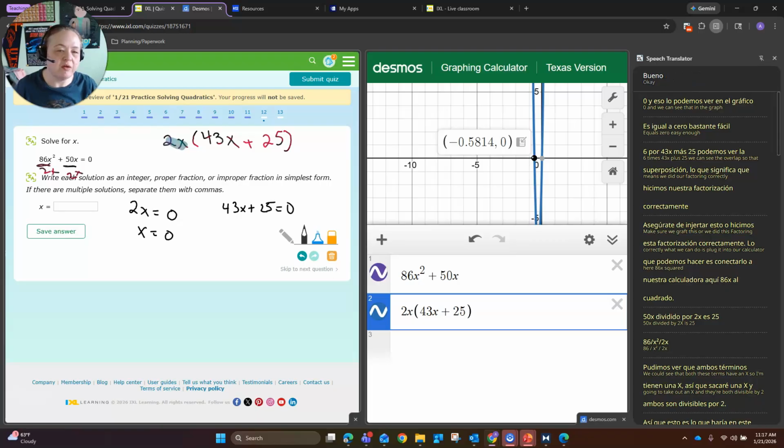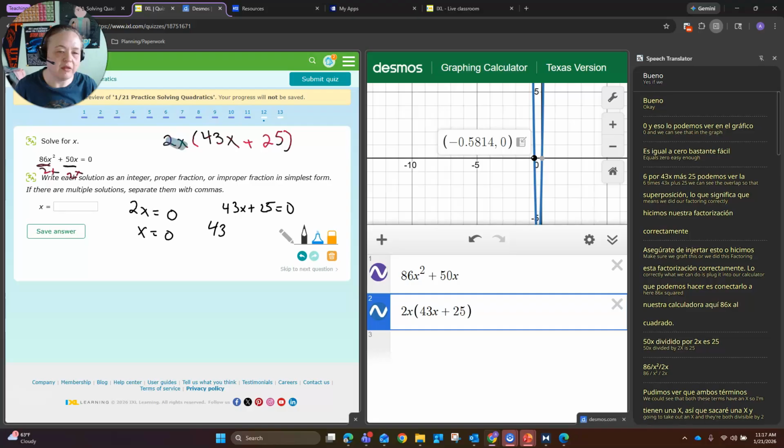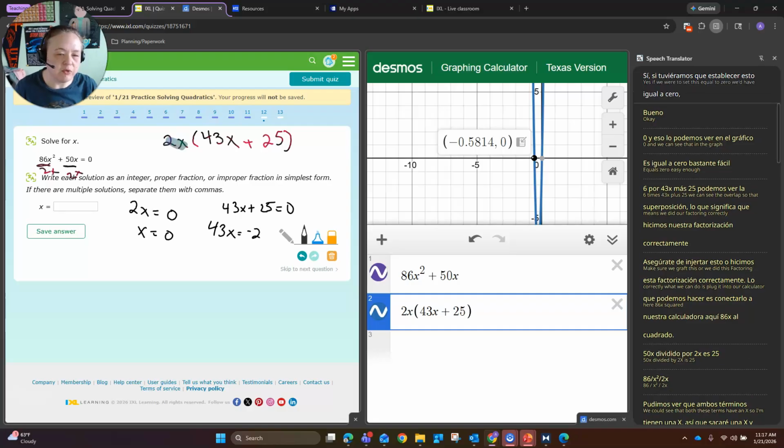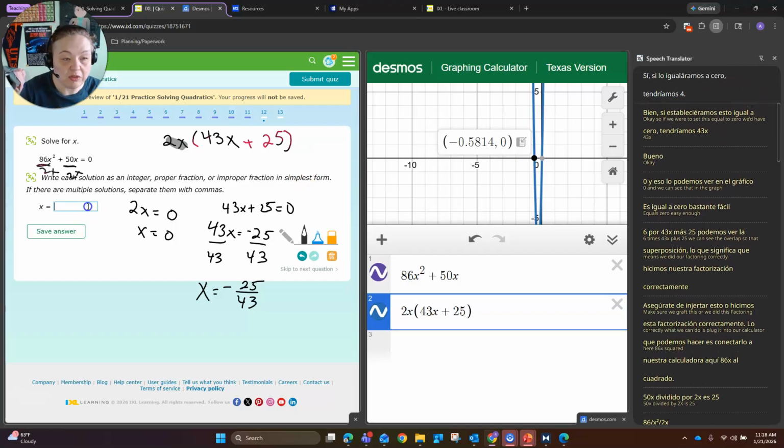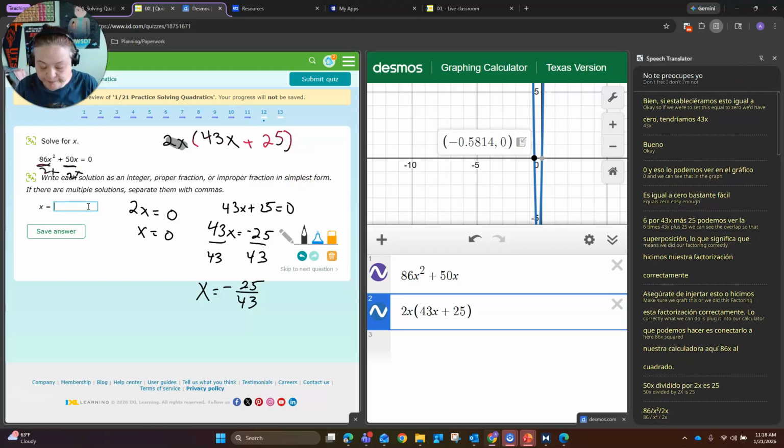Okay, so if we were to set this equal to 0, we'd have 43x is equal to negative 25, so x is negative 25 divided by 43. For a precise answer, it should be negative 25 over 43. Right? If it marks it wrong, it marks it wrong. Don't fret. I'm not going to hold it against you, but this is the actual correct answer.